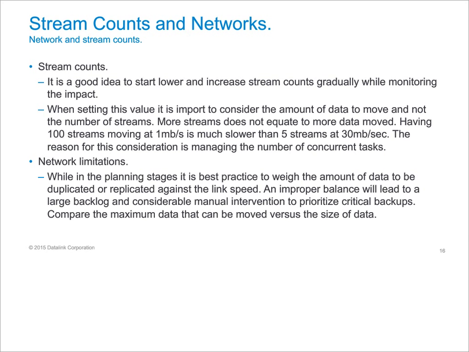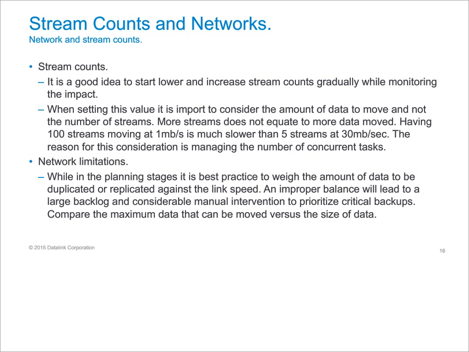A good example of this is having 100 streams that move at 100 meg each is going to be slower than 5 streams at 30 megabytes per second. So you want to consider the amount of data you're going to move should be your key deciding factor, not the number of streams. The number of streams tends to be a red herring if you are trying to achieve the maximum number of jobs active. It does not always equate, and usually does not equate, to more data at a time. Focus on your data movement rate and finding the ideal stream count that achieves that.